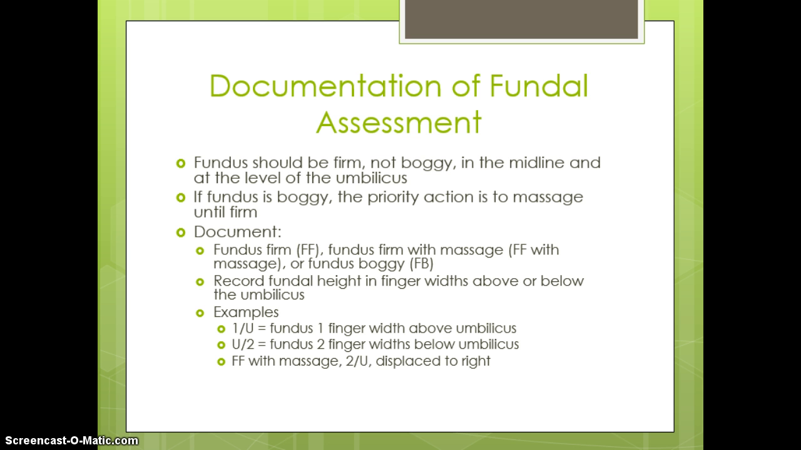We record fundal height in finger breadths or finger widths below or above the umbilicus. So there's examples listed out up here. If it's 1/U, that would mean that it is 1 finger breadth above the umbilicus. So if the number is on top of the U, that also means above. And if the number falls behind the U, that means below. So you could anticipate with a U/2, you would see that that is 2 finger breadths or finger widths below the umbilicus.